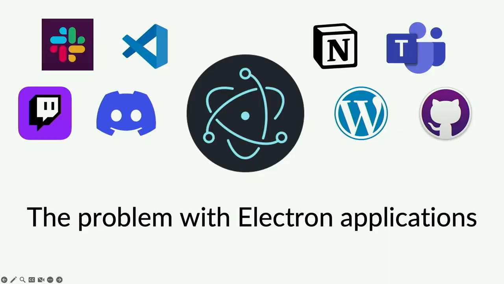All right, now let's start talking about Electron and the problems with Electron. As you probably know, a lot of applications now are Electron-based. So, for example, Slack, Twitch, Visual Studio Code, Discord, Notion, Teams, WordPress or GitHub, but there are many, many more. So if you have a Mac and you download desktop applications, you probably will have at least one Electron app installed.